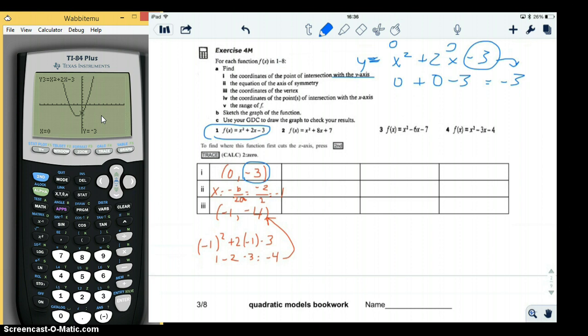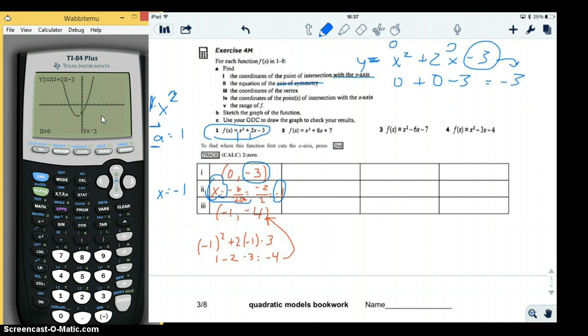Part 2, the equation of the axis of symmetry. And we know that the equation, which is on the formula sheet, is x equals negative b over 2a. B is 2, and a is 1. Now when you have x squared, it looks like it's not being multiplied times any coefficient, but that's basically the same thing as multiplying times 1. So a equals 1 in this case. So negative b would be negative 2 divided by 2a, and a is 1, so 2a is 2. So negative 2 divided by 2 is negative 1. So the answer would be x equals negative 1.